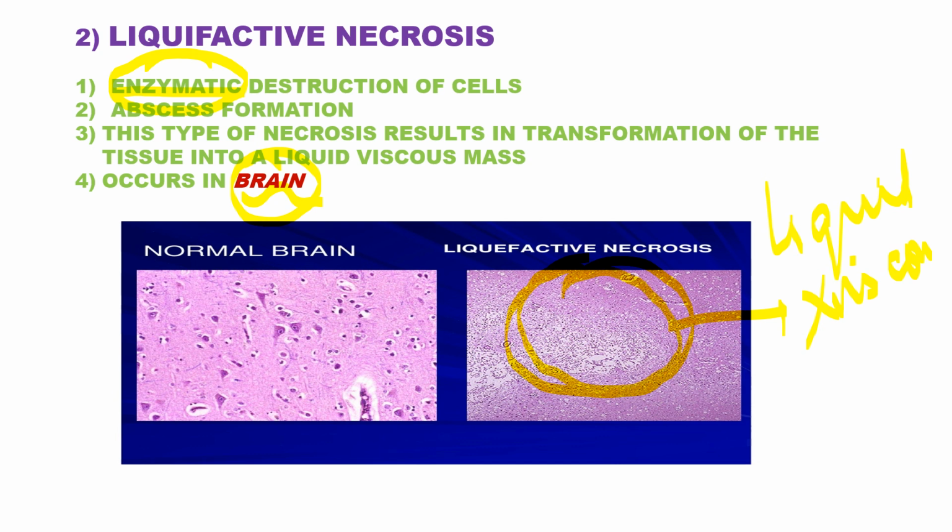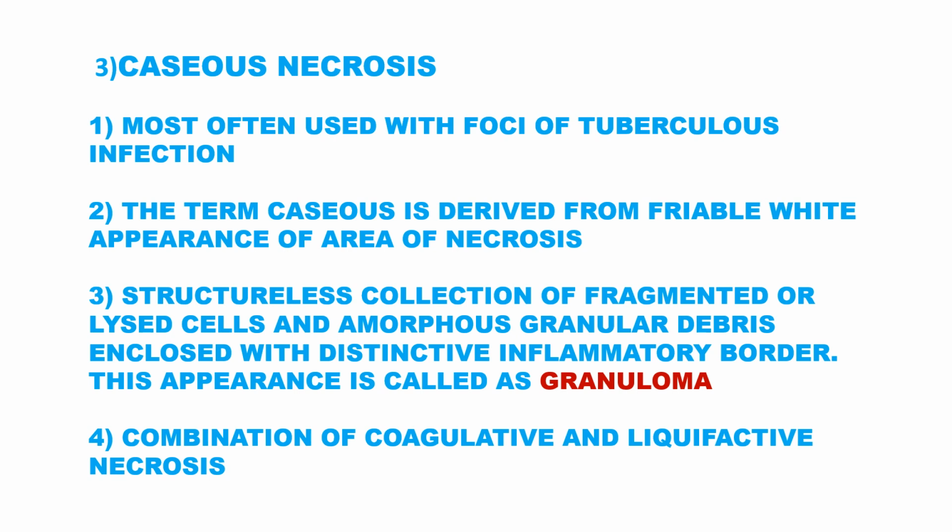You can appreciate the kind of abscess formation, and it is seen in case of infections, fungal and bacterial infections. Caseous necrosis is most often used with foci of tuberculosis. You need to remember two things in caseous necrosis. One is TB, and second, it is the cheesy white appearance.